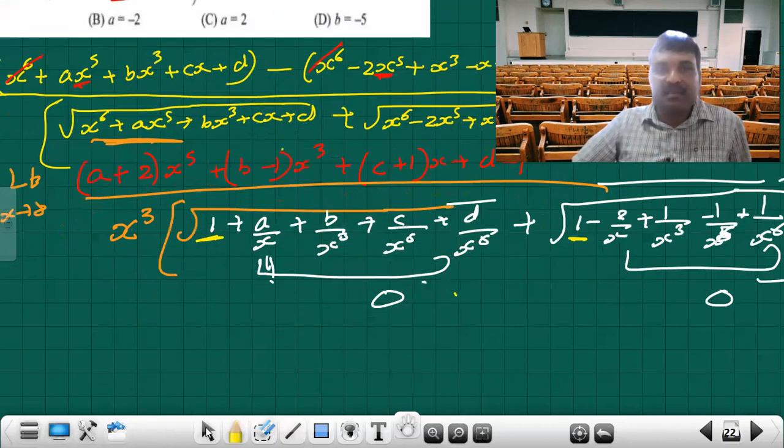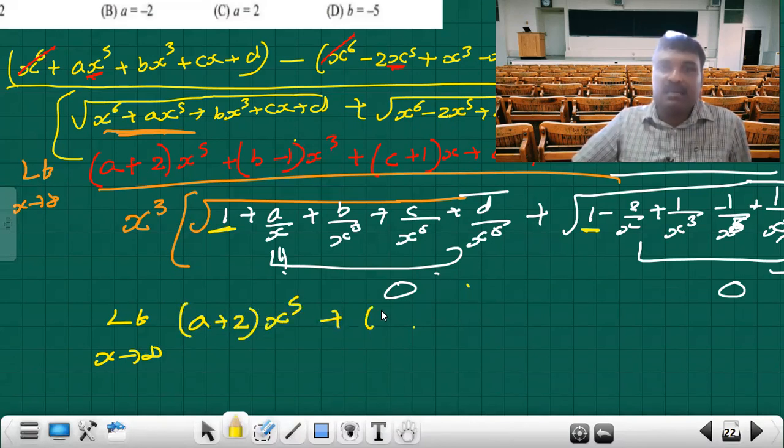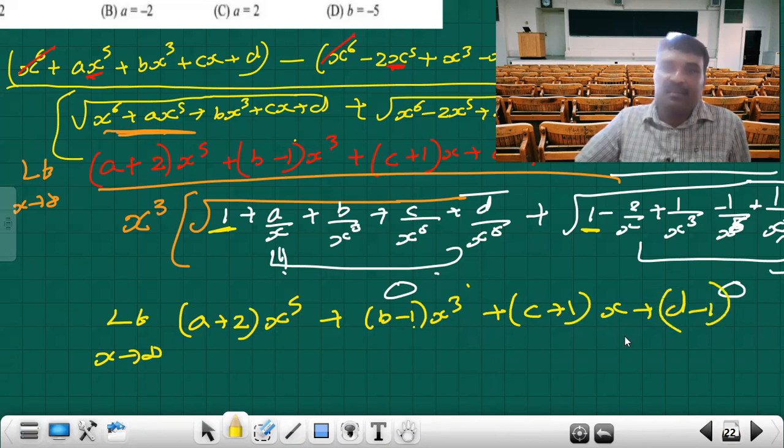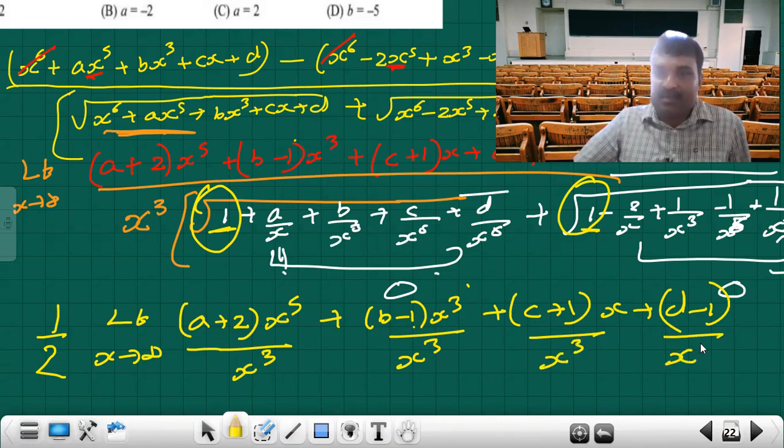Now we can reduce this as limit x tends to infinity of (a plus 2) x raised to 5 plus (b minus 1) x cubed plus (c plus 1) x plus (d minus 1), all divided by 1 plus 1, that is 2, right? So 1 by 2 can be taken out. This 1 by 2 comes from this 1 and this 1, right? And this is divided by x cube, divided by x cube, divided by x cube, divided by x.